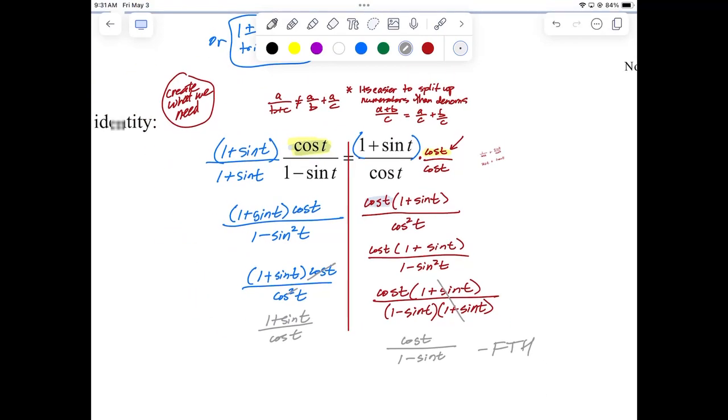How do you feel about that? Either way, which way is correct? Starting on the left side or starting on the right side? They're both correct.